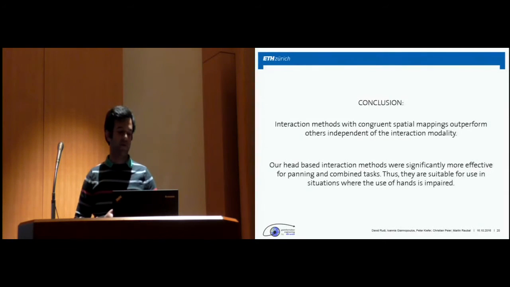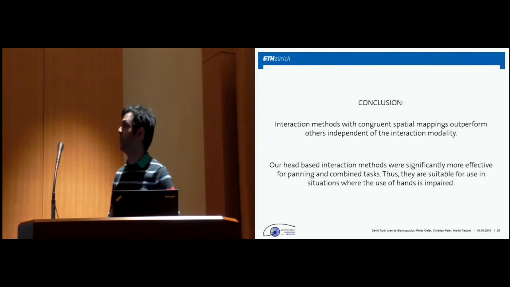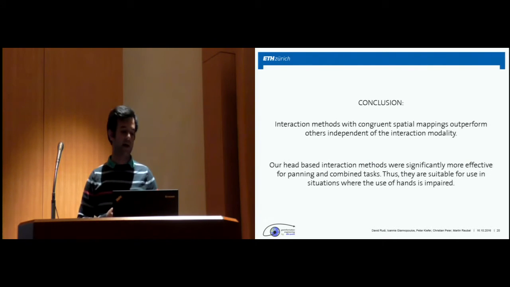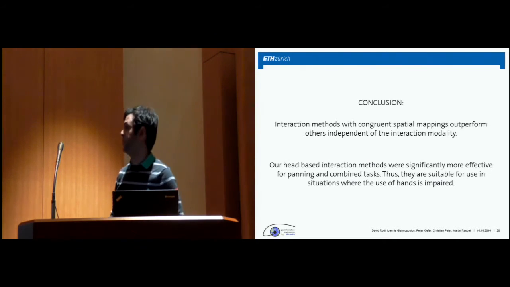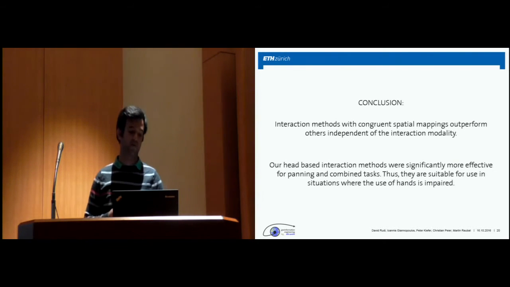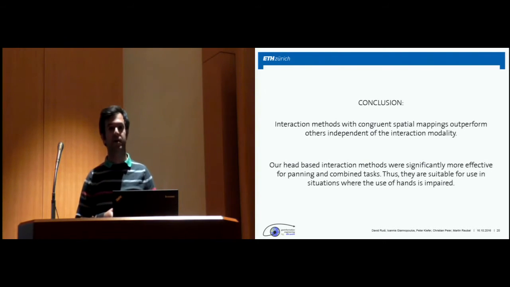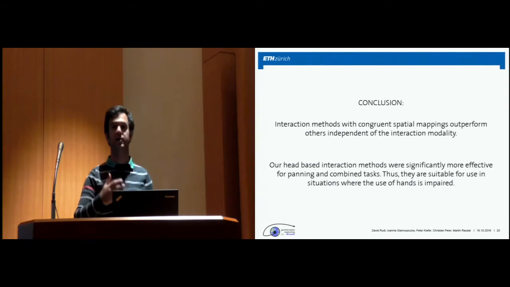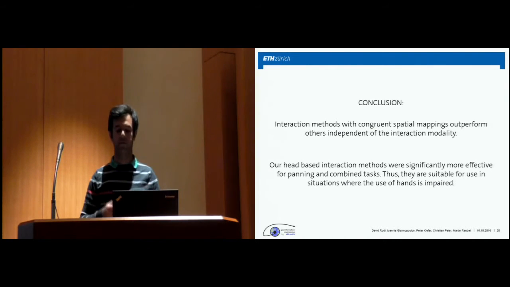So in conclusion, we found that interaction methods with congruent spatial mappings actually could outperform others independent of the interaction modality. So no matter whether I'm using head movement or whether I'm using haptic inputs. And our head-based interaction method was actually significantly more effective for panning and for the combined tasks. So that actually supported this idea of us using some kind of visual feedback about when am I actually panning and zooming, and in that times when I'm within that box.